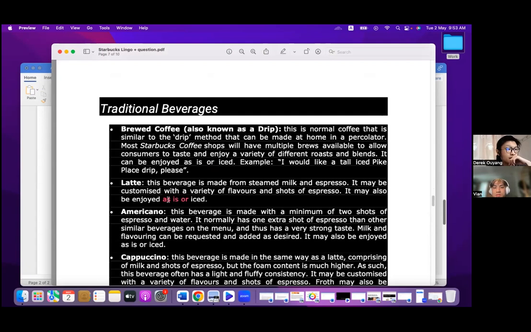As is means as normal. 原本状态的 as is. Okay. Because when they make latte, it's hot, right? They put hot milk. It's hot. So as is means hot in this case. As is means 原本状态的.